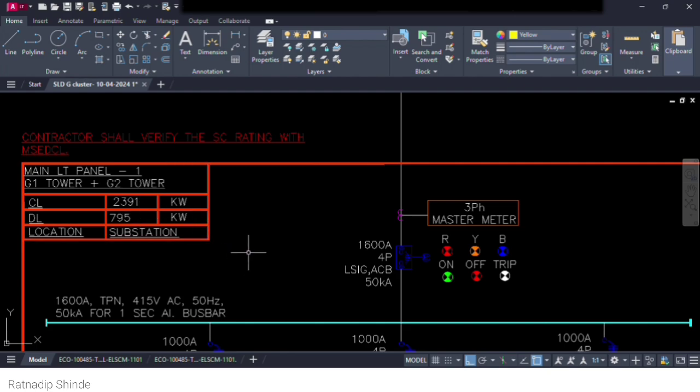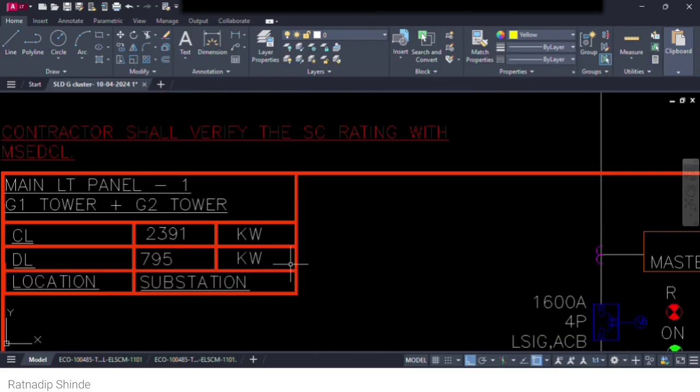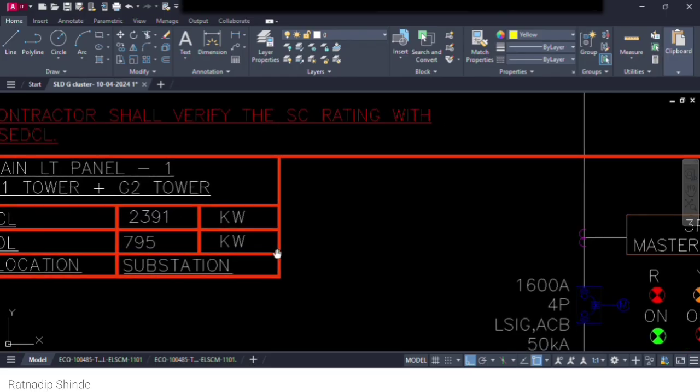Now what is connected load and what is demand load? Connected load is the total number of connections connected to that particular feeder. Demand load is the maximum load that can be on at one time, at a particular time. So that is the demand load in kilowatt.